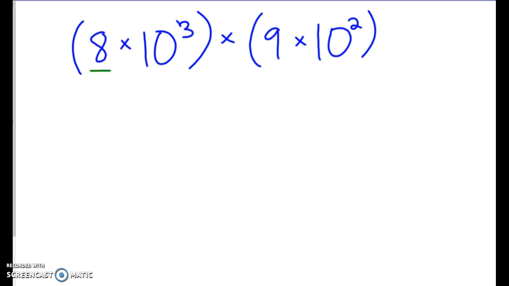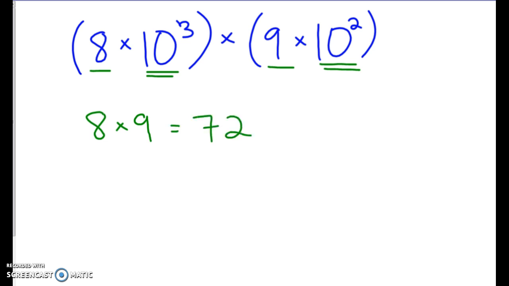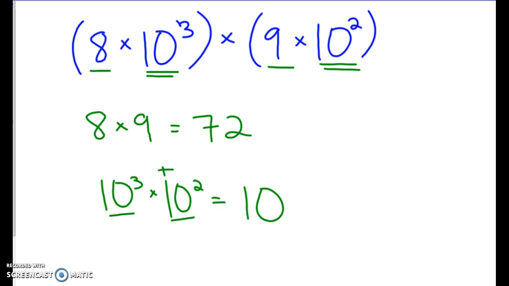Okay, so again, I like to separate my problems and do my numbers, and then I like to do my exponents separately. So I have 8 times 9, I know that's 72. And then I have 10 to the third times 10 to the second, same base of 10. So I'm going to add those exponents, 3 plus 2, to get my 5. And then we just combine them. We have 72 times 10 to the fifth power.